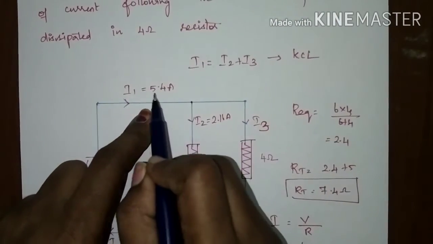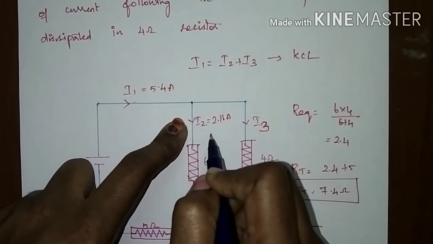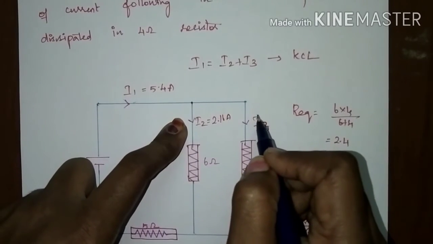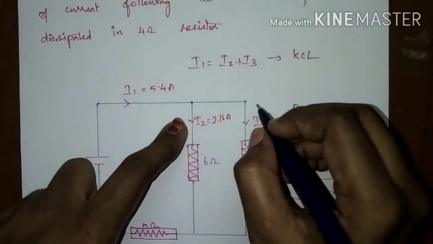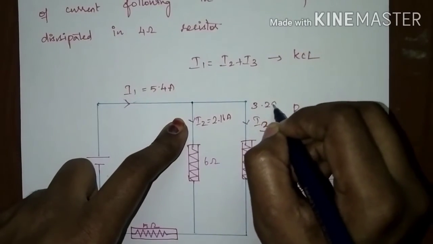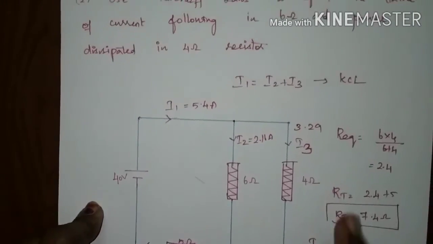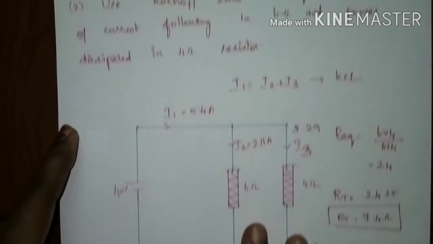Now apply KCL here. 5.4 ampere current is entering here and 2.16 ampere current is leaving here. Then the remaining current will leave in I3, right? So you subtract the values and get I3 as 3.29 ampere.